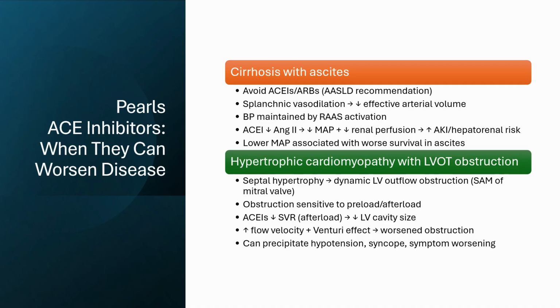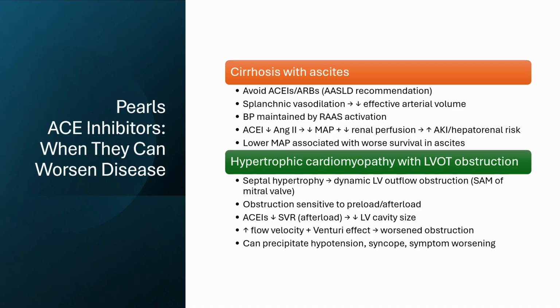Higher survival rates for cirrhotic patients with ascites is correlated with a higher mean arterial pressure. Patients with a mean arterial pressure of 82 or less have only 40% one-year survival compared to 70% in those with higher pressures. By blocking angiotensin II production, ACE inhibitors eliminate this critical compensatory mechanism.